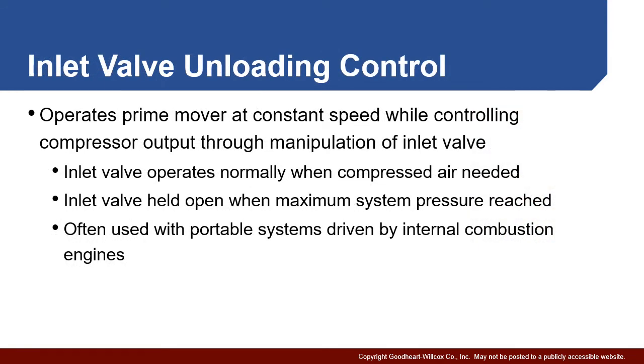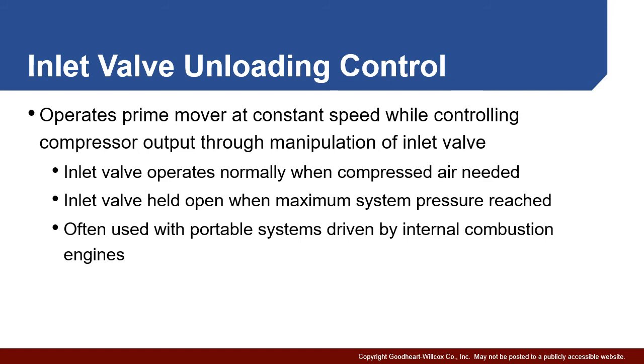Another way of controlling the output volume is by using inlet valve unloading. This system is normally used with portable devices using internal combustion engines. Internal combustion engines aren't easy to turn on and off, so to avoid that, we essentially run the prime mover at a constant speed, and we control the compressor by opening and closing the inlet valve. Generally, with a piston system, the inlet valve is open as we pull air in. It then closes, and we compress the air and push it out.